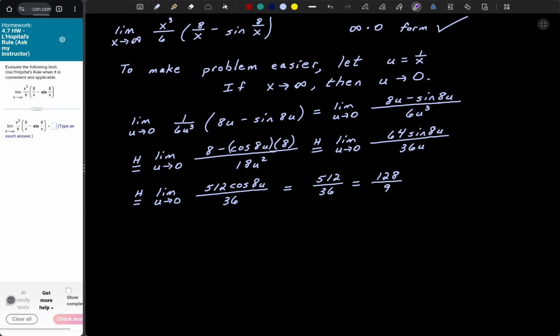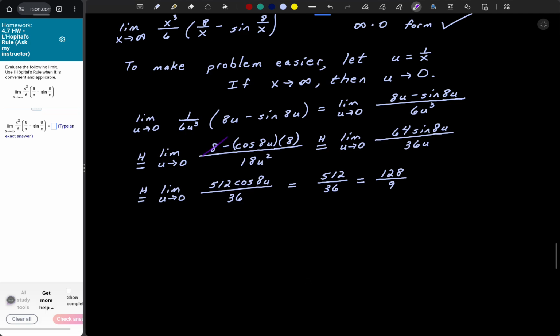Now, at that point in the problem, I would try to evaluate again, but we know that the cosine of 0 is 1, so our numerator is 8 minus 1 times 8, that's a 0. My denominator is going to 0. 0 over 0 is still one of our indeterminate forms, so I use L'Hopital again to simplify out. And again, we still have our limit as U approaches 0. So now I take the derivative of the numerator.